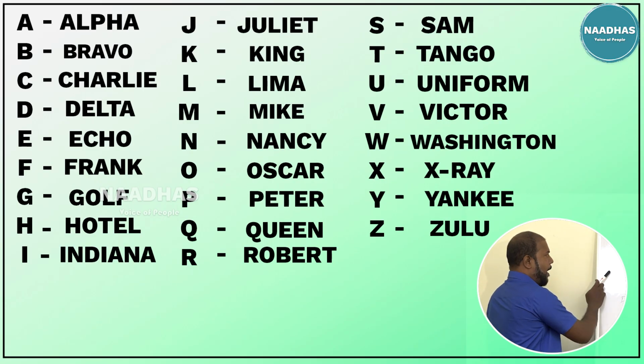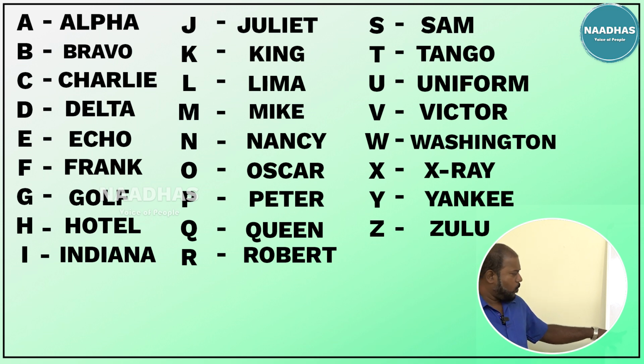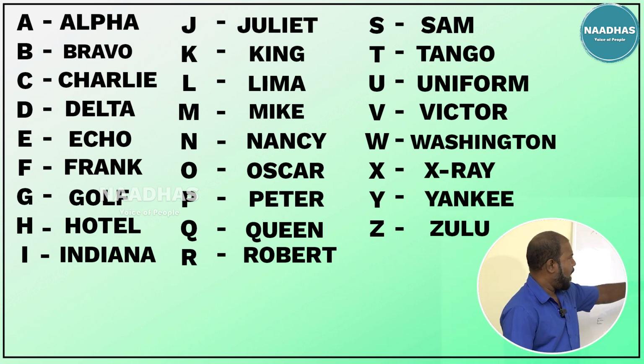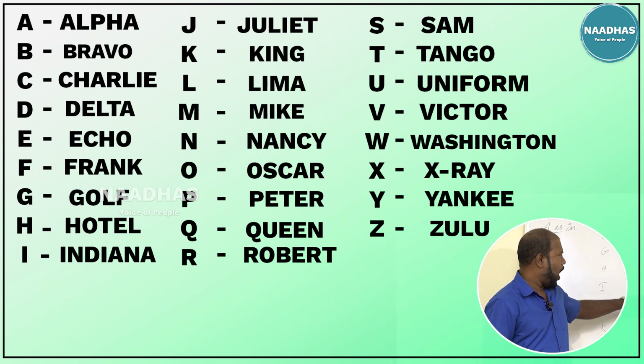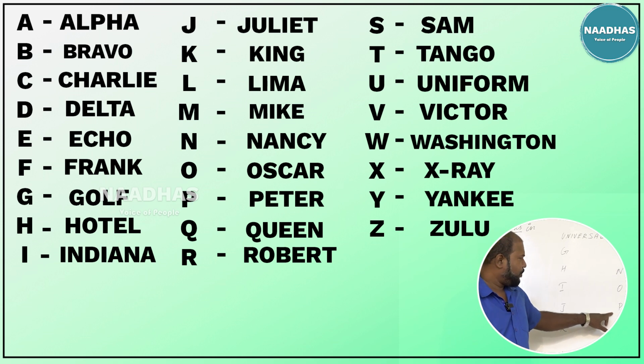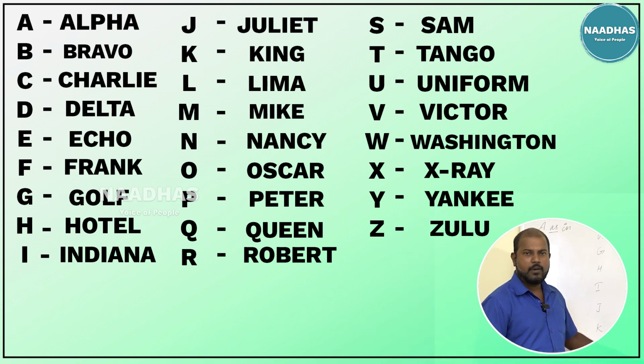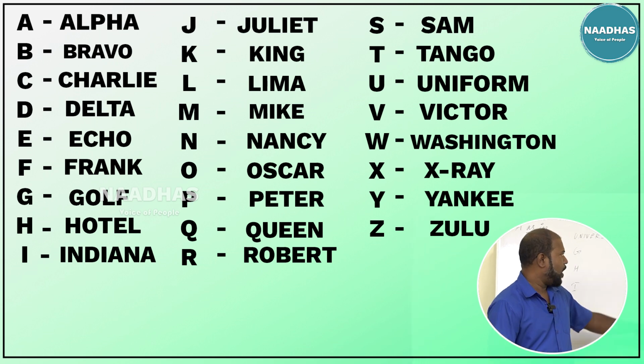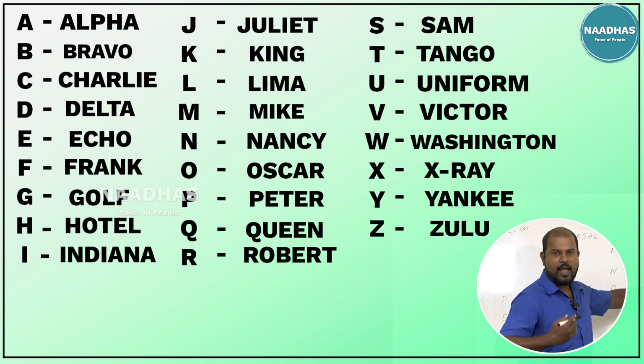A as in Alpha, B as in Bravo, C as in Charlie, D as in Delta, E as in Echo, F as in Frank, G as in Golf, H as in Hotel, I as in India, J as in Juliet, K as in King, L as in Lima, M as in Mike, N as in Nancy, O as in Oscar, P as in Peter, Q as in Queen, R as in Robert, S as in Sam, T as in Tango, U as in Uniform, V as in Victor, W as in Washington, X as in X-ray, Y as in Yankee, and Z as in Zulu.